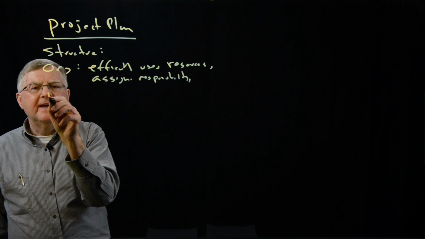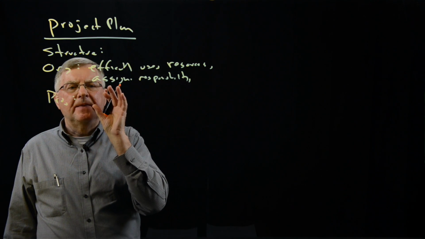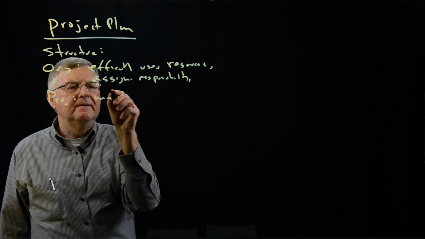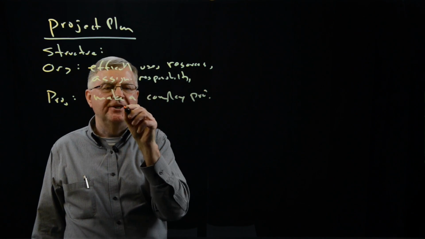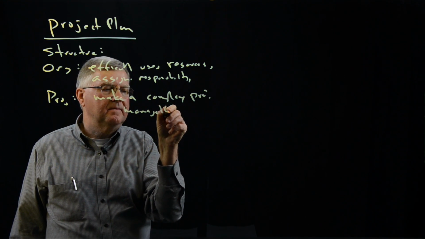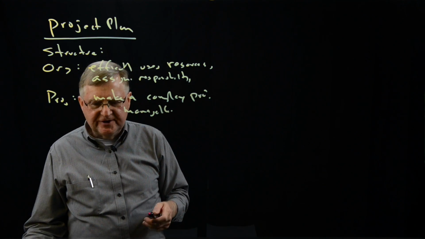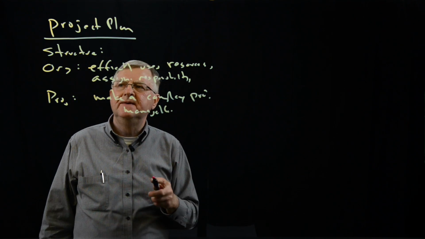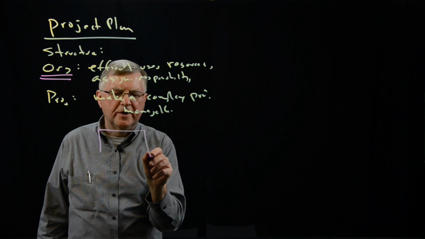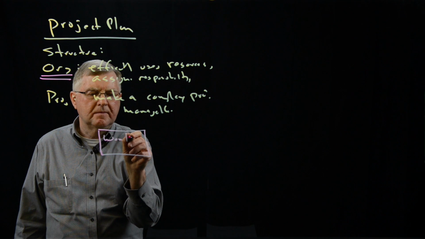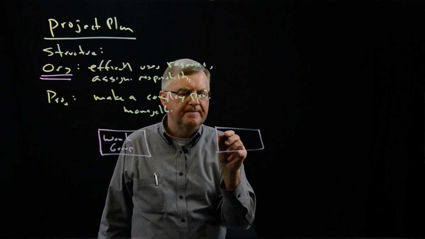The second structure we look at is the project structure itself. This structure is a way to make a complex project manageable. Now, typically, there are two different models that are used in developing the organization structure. One is the work group, and the second is the team.